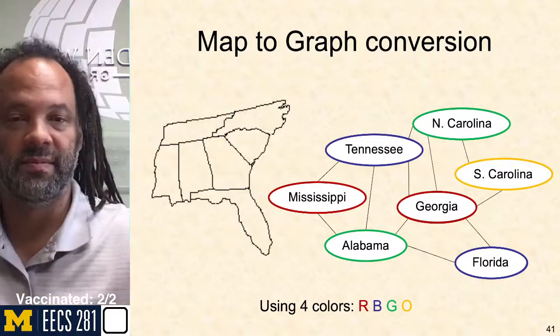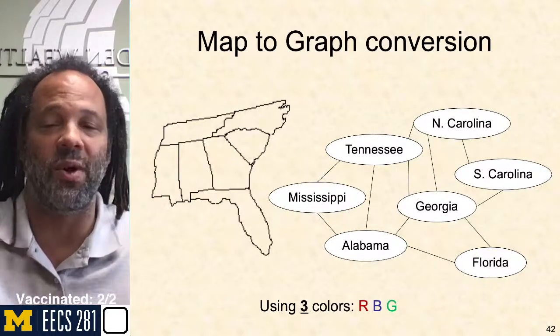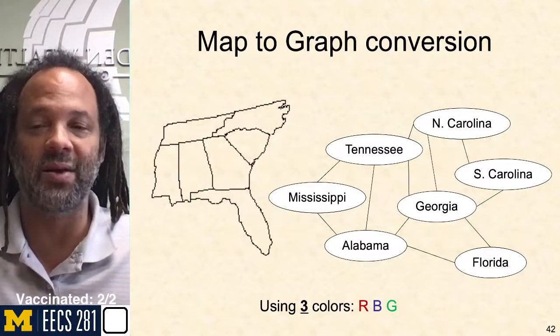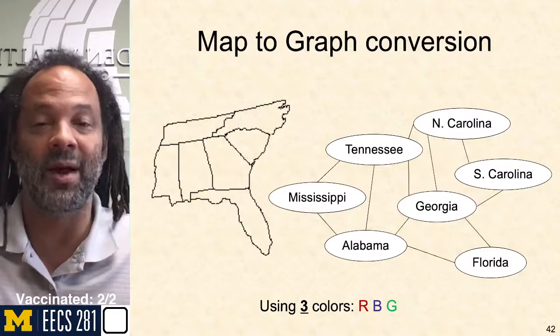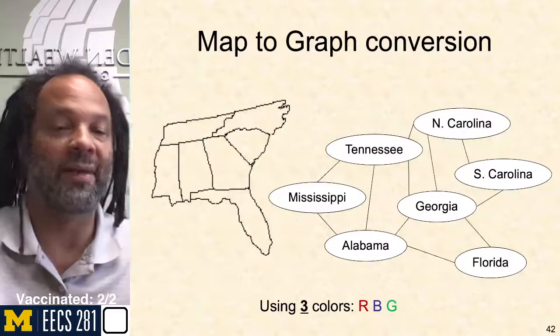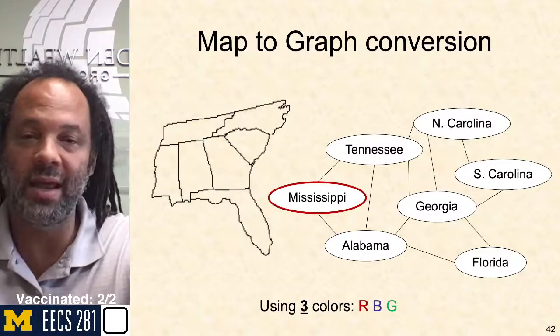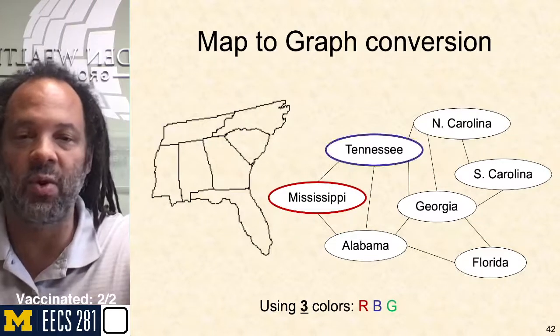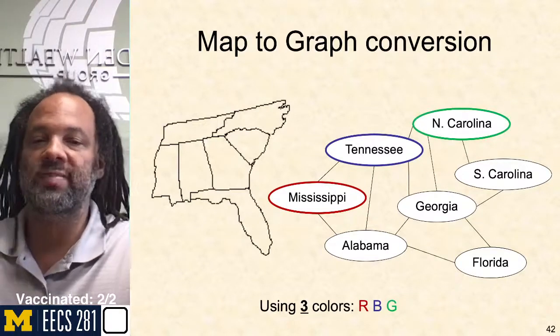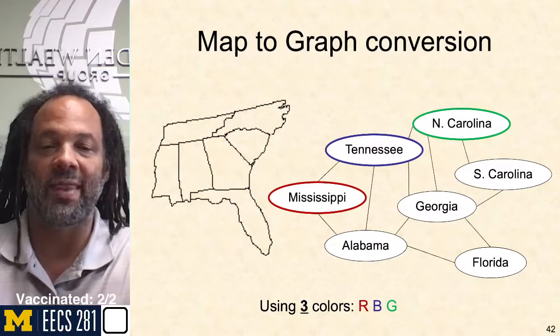All right. Let's try this with 3 colors, because it was so easy with 4. When it gets to be fewer colors, then I've got to use the same colors more often, and it gets a little bit more difficult. We're going to see how we might have to backtrack to get to a solution here. So I'll start out with Mississippi as red, and Tennessee as blue, and North Carolina as green, just as before. They all have the same colors as they did before, and they have the same borders.